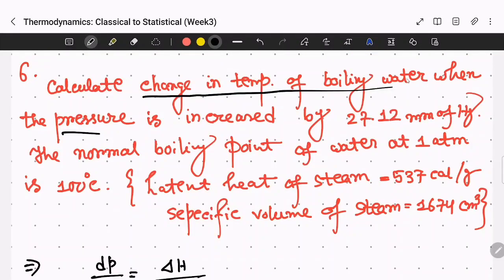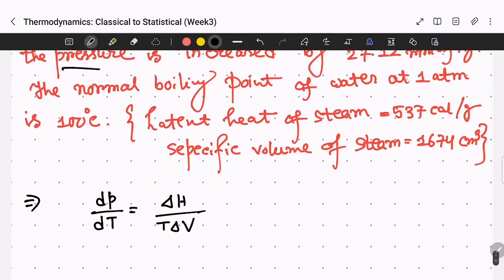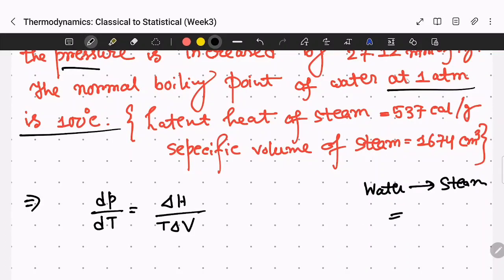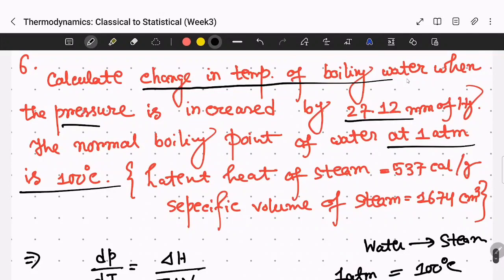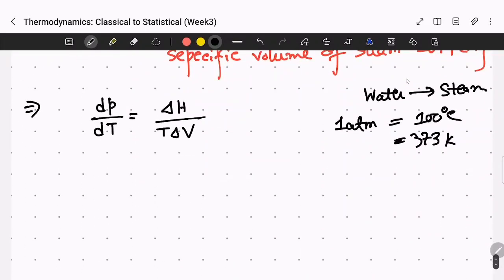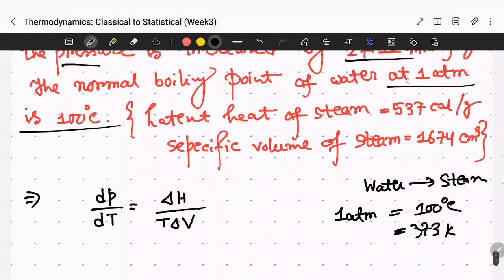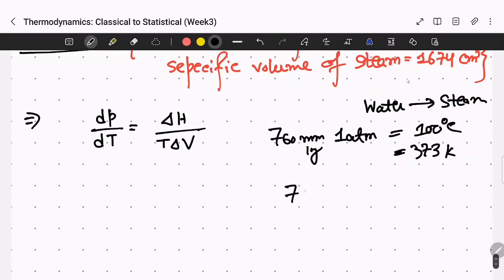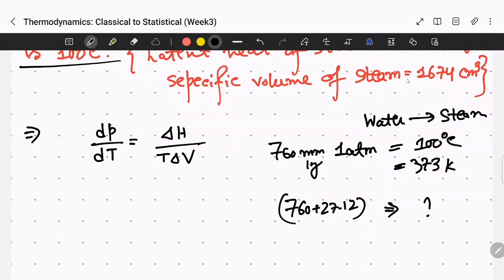Pressure is increased by this amount of Hg. At 1 atm, 100 degrees is given. At 1 atm the water boils, we know, water to steam at 100 degree centigrade or 373 degree Kelvin. Now the pressure is increased by 27.12 millimeter of Hg. 1 atm is 760 millimeter of Hg. Now it is increased to 760 plus 27.12 millimeter of Hg. Under this condition, they are asking the temperature at which the water will boil to steam.